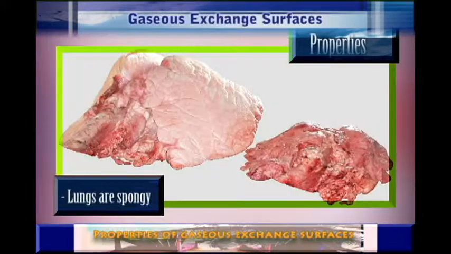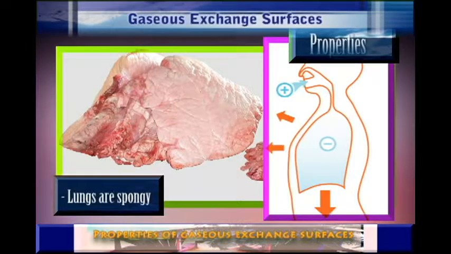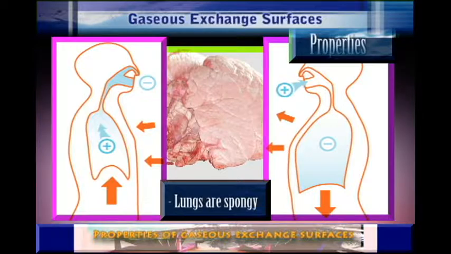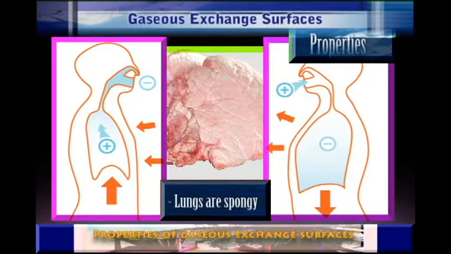Then also the lungs are spongy. Being spongy allows the lungs to expand and easily contract, in the process allowing the inlet of air and outlet of air.